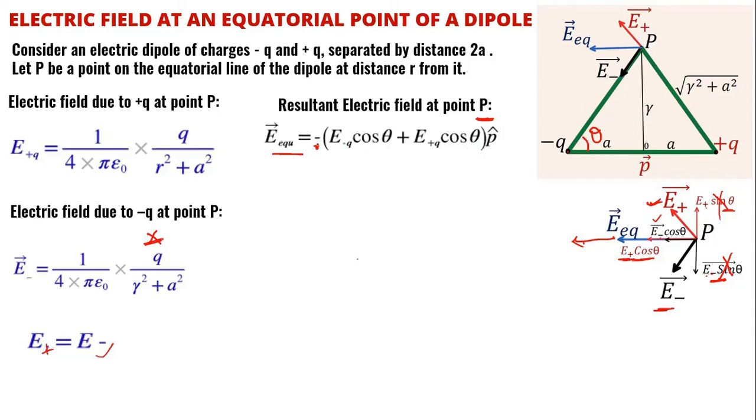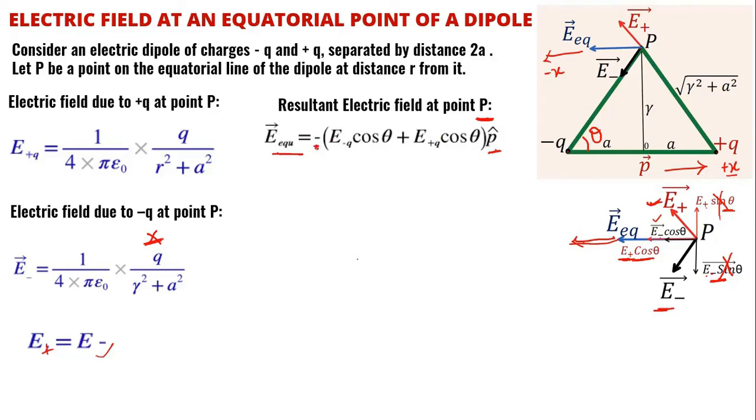Now why have we introduced this negative sign? You can see here in the diagram, this dipole moment vector is pointing from negative to positive charge, that is along the positive x-axis, whereas E equatorial is pointing along the negative x-axis. So E equatorial and the dipole moment are pointing oppositely. That is why we have introduced the negative sign here.